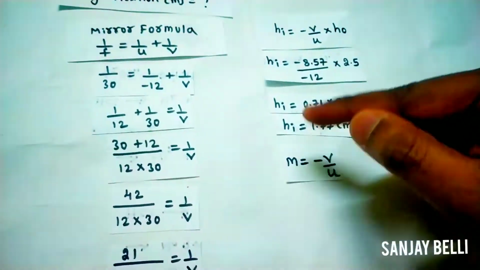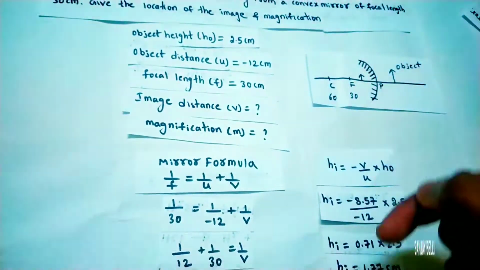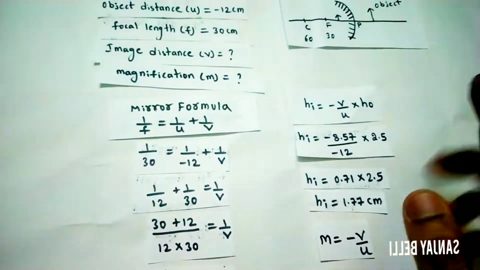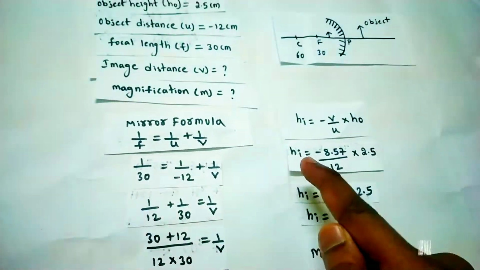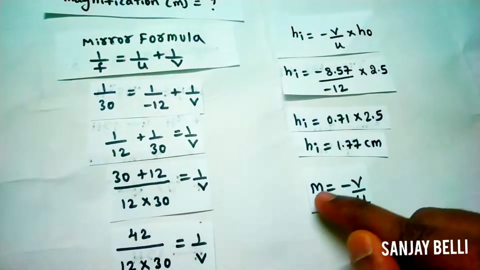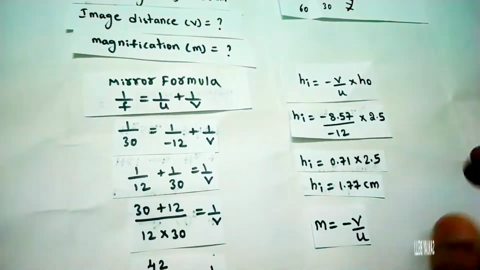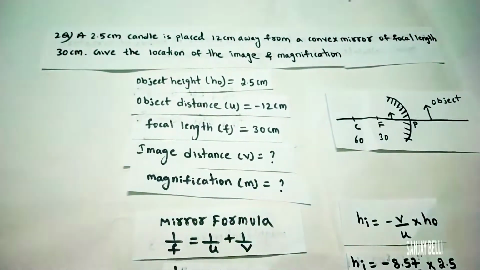But when we are solving using this formula, you can compare with your object height. So don't get confused when you are using this h i value. This value will always be less than h naught, but when you are using magnification m equals minus v by u, you will get 0 point values only, less than 1 only. Okay, so this is your second problem.